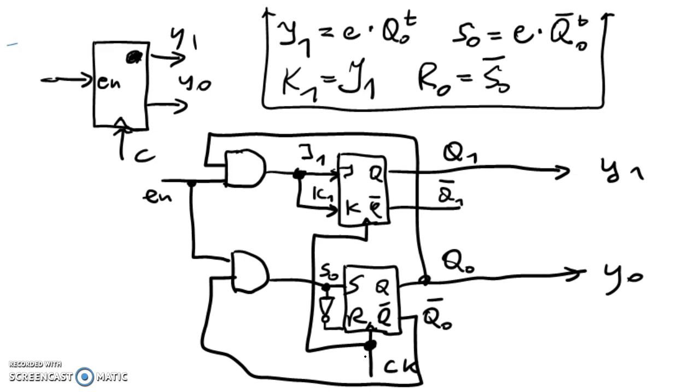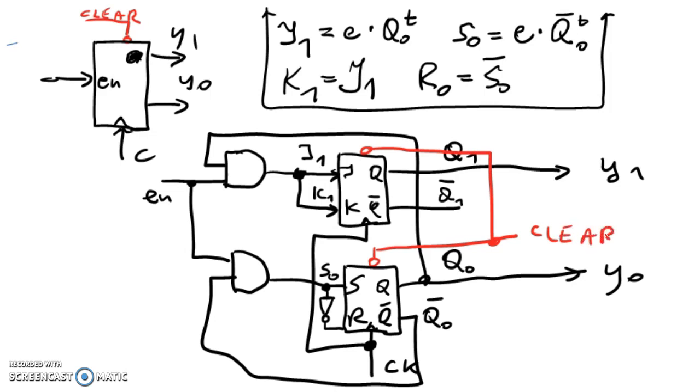And that's it. You can also have a reset or clear input to set this counter initially to 0 state. Clear. And after this you clock and you can stop counting by putting enable to the ground, or you can enable counting when you return to 1. Thank you very much.